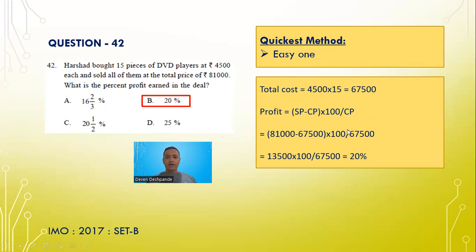What is selling price? Selling price is 81,000 minus cost price, which is 67,500, into 100 upon 67,500. So 81,000 minus 67,500 is 13,500. It will be 13,500 into 100 upon 67,500, because cost price was 67,500. So if you solve, it will be 20%. So profit is 20%.